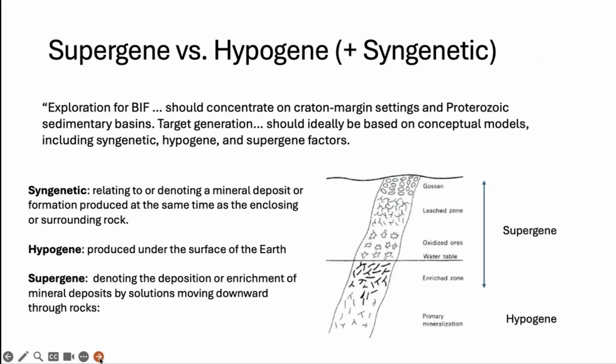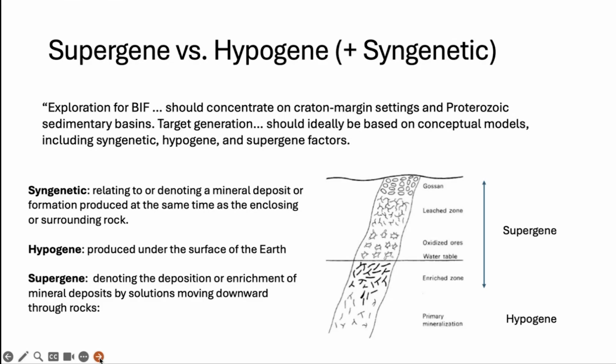So one of the things that the iron ore mining community talks about a lot is supergene versus hypogene. And these are confusing terms. We use them a fair amount, but so the supergene, so here's the quote that this comes from.